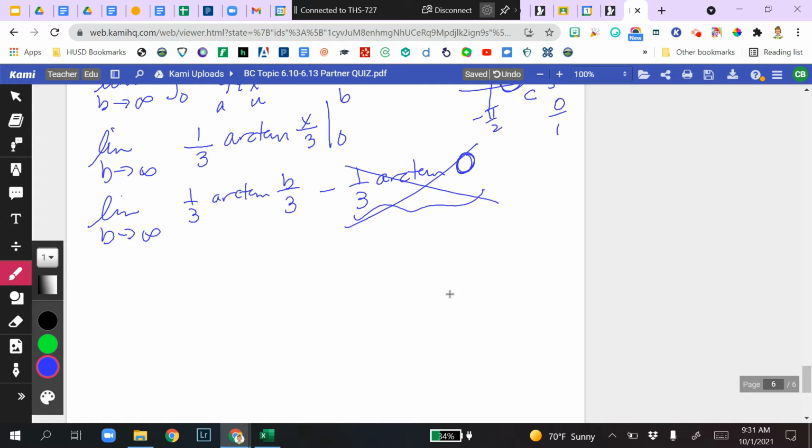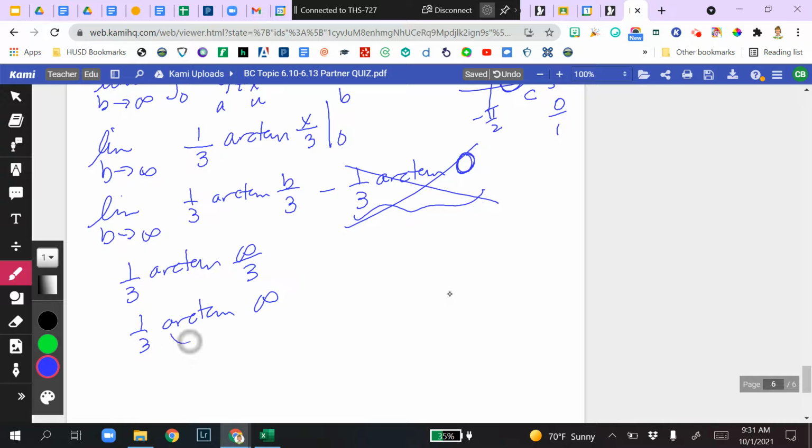So now I'm going to go ahead and plug in my infinity. So 1/3 arctangent of infinity over 3. What's infinity over 3 equal to? Not 0. Infinity, right? Because I've got a giant number divided by a tiny little 3. It's still infinity. Okay.